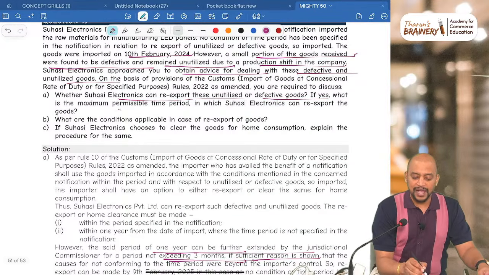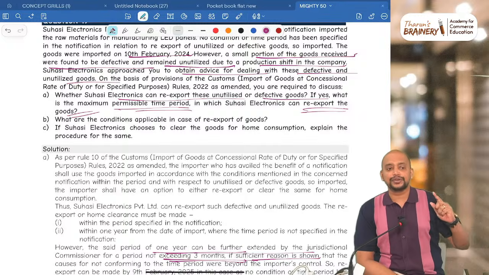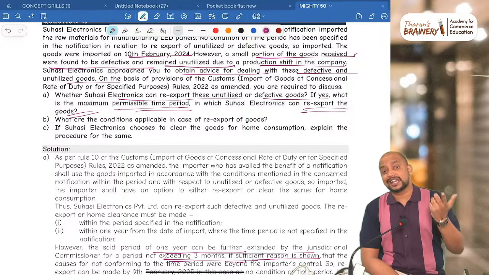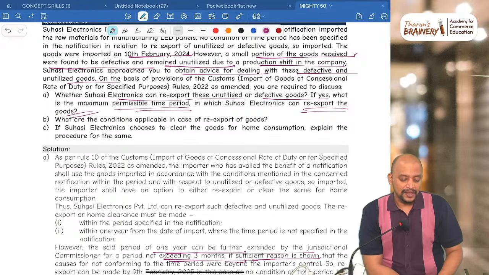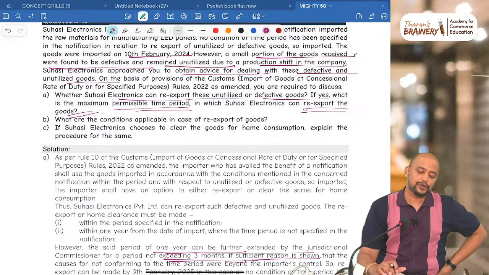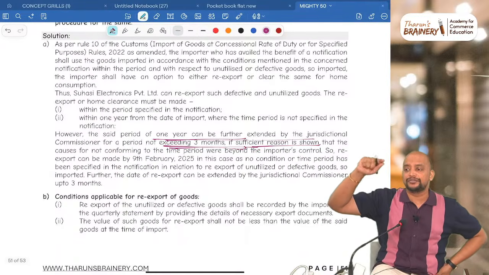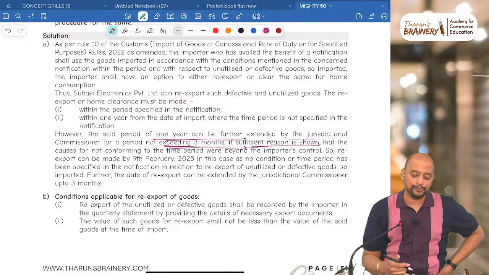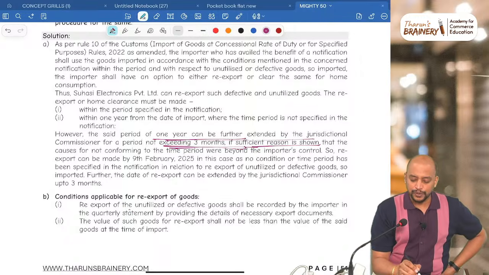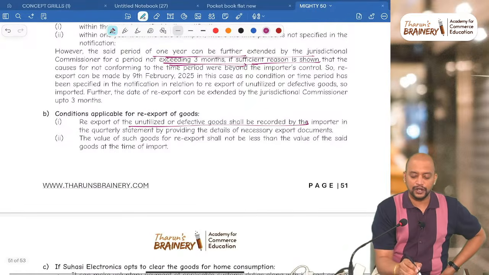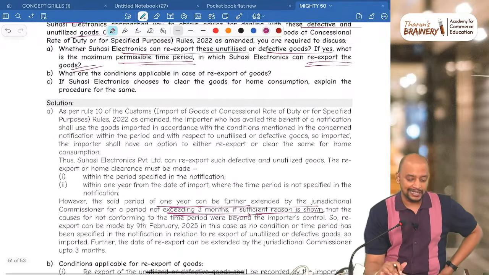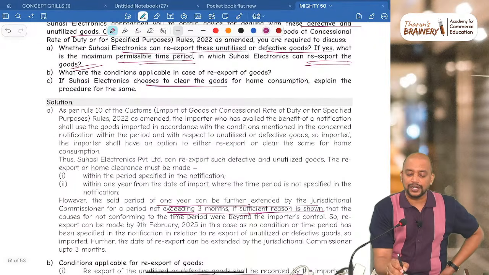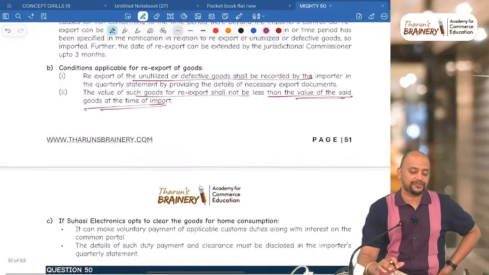Then if yes, what is the maximum permissible time period that can be done? So either they have to re-export the unutilized goods, or they can sell in India upon payment of applicable customs duty with interest. What are the conditions applicable in case of re-export goods? If they are exporting it back, the FOB value of that good should be more than the CIF value at the time of import. So the re-export of unutilized or defective goods shall be recorded. The value of such goods for re-export shall not be less than the value of said goods at the time of import. If Suhasi Electronics chooses to clear the goods for home consumption, explain the procedure for the same.